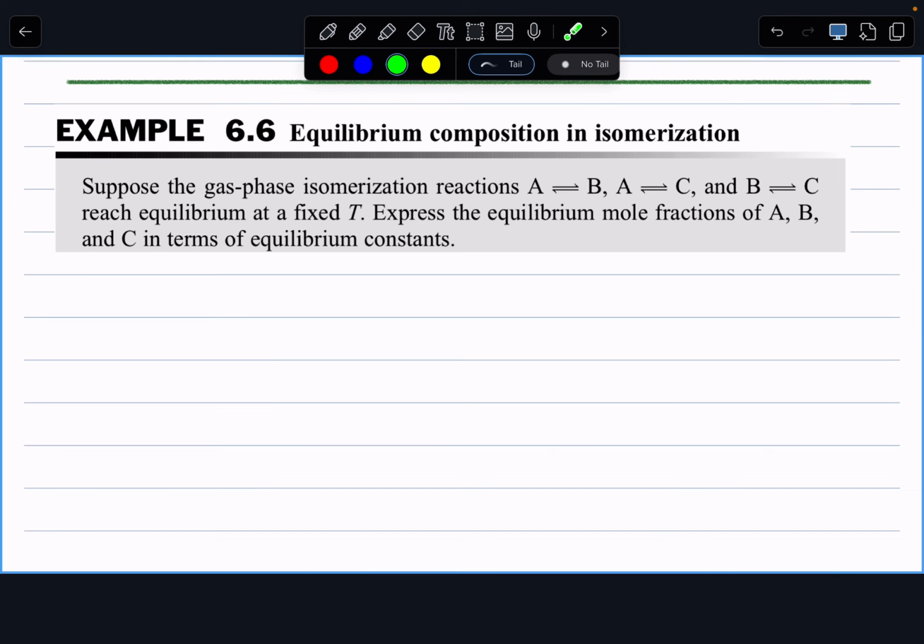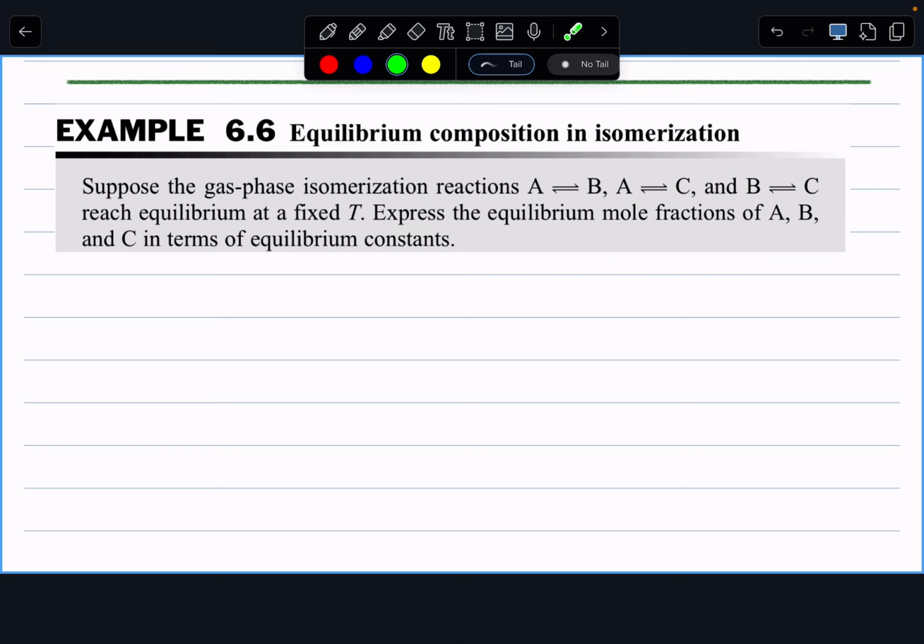In this case, we're giving you the gas phase isomerization reaction where you have A, B, and C. All three of them are in equilibrium with each other. You have A to B, A to C, and B to C. You have three different equilibria taking place in that reaction mixture. We tell you the reaction reaches equilibrium at a fixed temperature T, some temperature. We don't have to solve for a numeric answer, and we ask you to express the equilibrium mole fractions of A, B, and C in terms of the equilibrium constants.